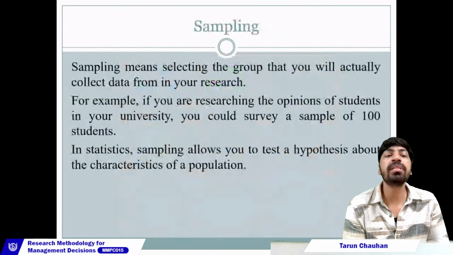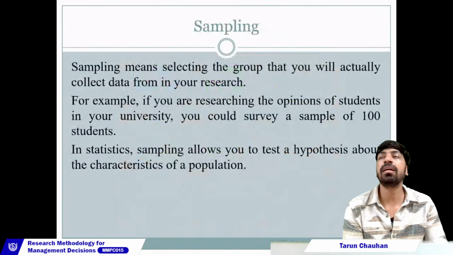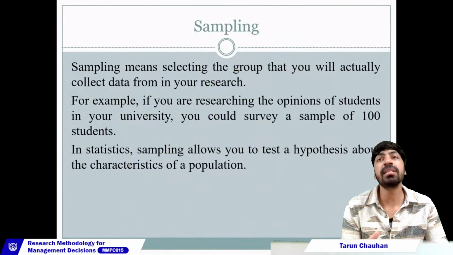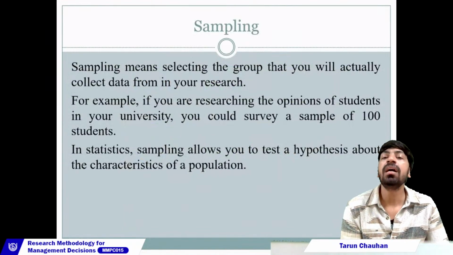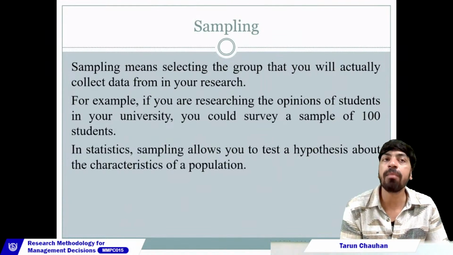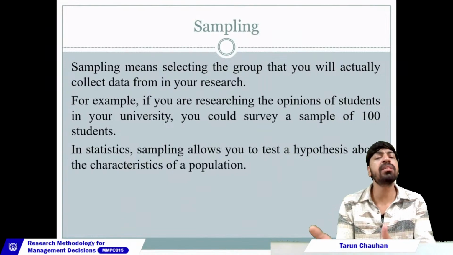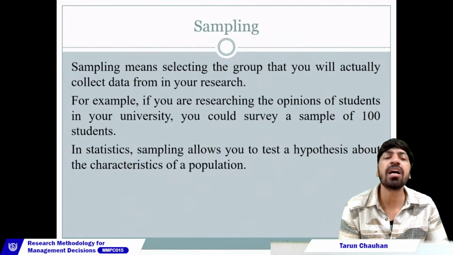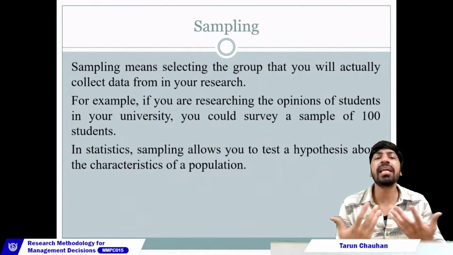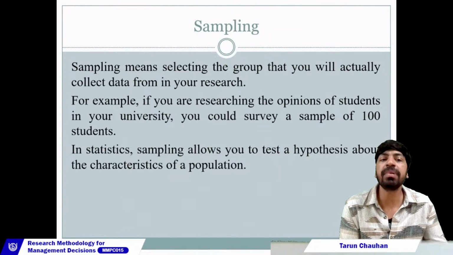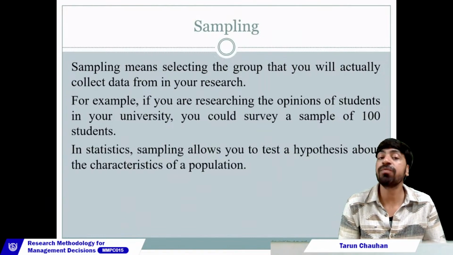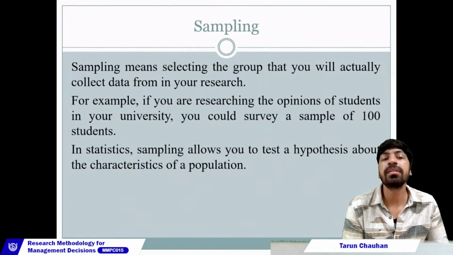Let's talk about sampling. So what is sampling here? Sampling is the process of selecting a particular group from which you collect the data in your research. It is a process of collecting data from a set of individuals, or a set of people, from whom you collect data that is very useful for your research. That's called sampling.